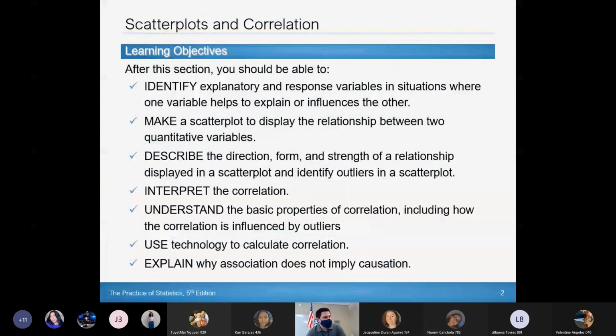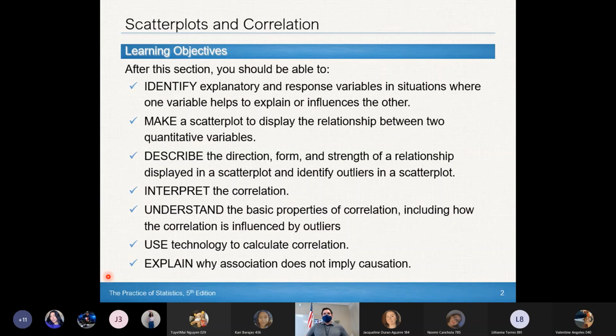So here's what we're going to be working on with section 3.1. We need to identify explanatory and response variables in situations where one variable helps to explain or influence the other. We need to make a scatter plot to display the relationship between two quantitative variables. We want to be able to describe the direction, form, and strength of a relationship displayed in a scatter plot, and identify outliers in a scatter plot.